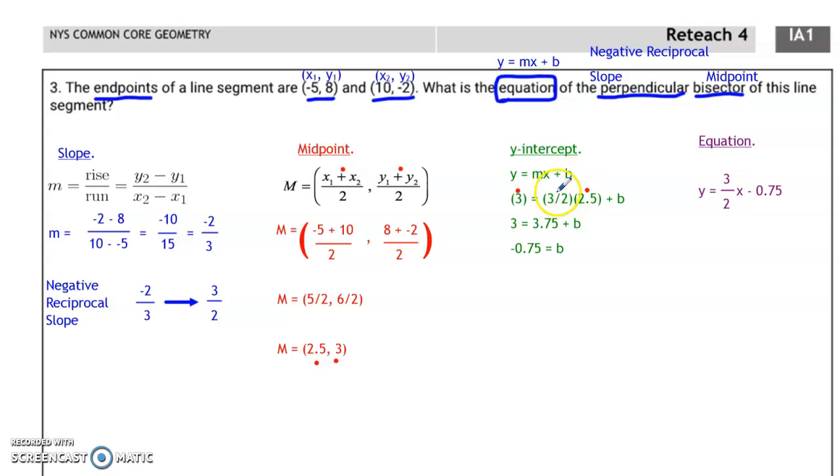If you're wondering where this 3/2 comes from, that is the negative reciprocal slope that we found before. So once you solve this equation, you get the y-intercept. Again, it's a decimal, but don't freak out. Decimals are cool. They're people too.